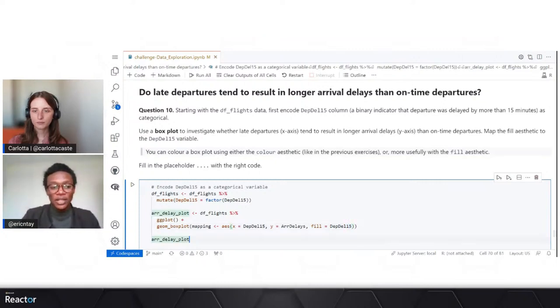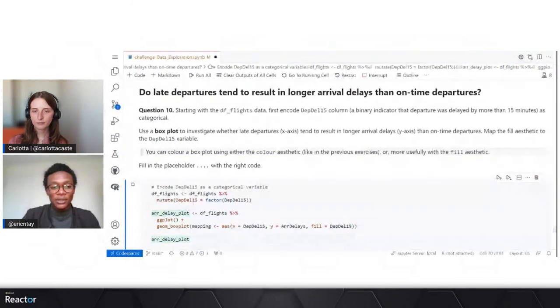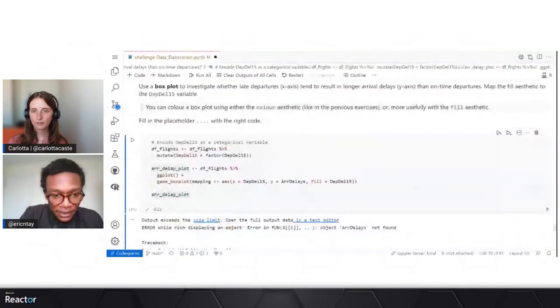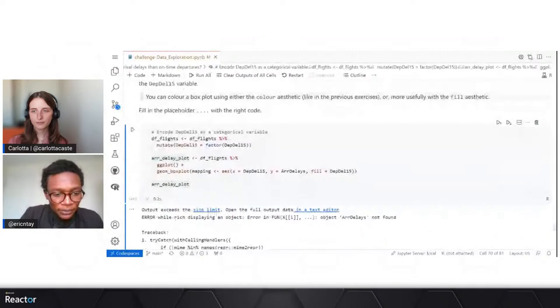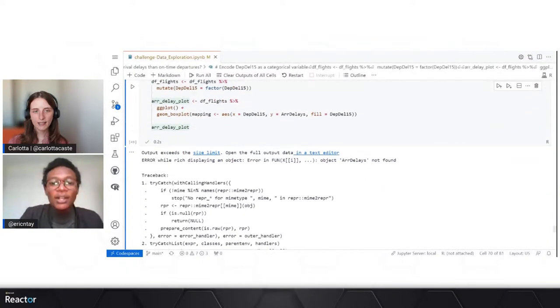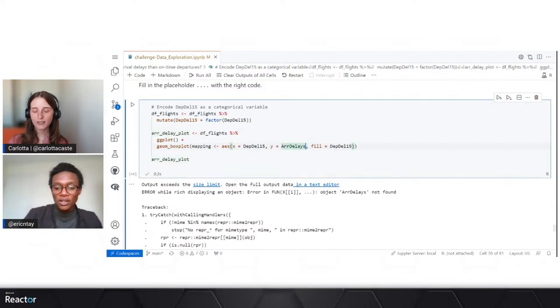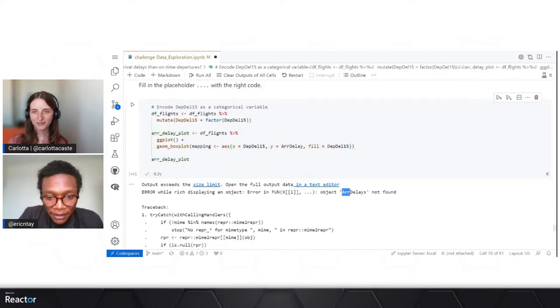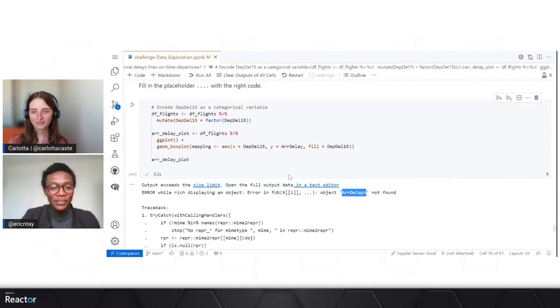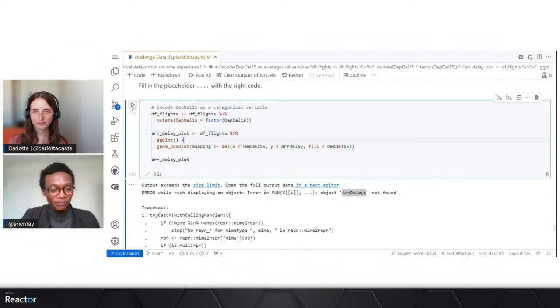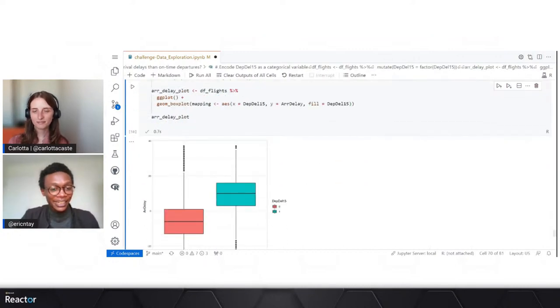And we can see this graphically. What does this tell us? That's a typo in the arrival delay. It's not arr_delays, but arr_delay. That's an extra S over there. Yeah, so the object arrival delay is not found. That's a good observation, Carlotta. So let's correct that and run it again.